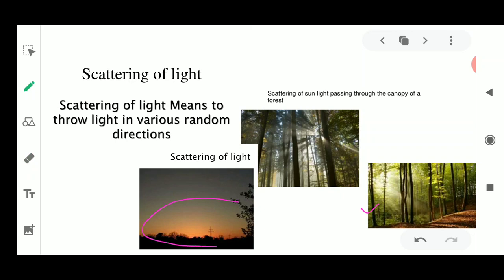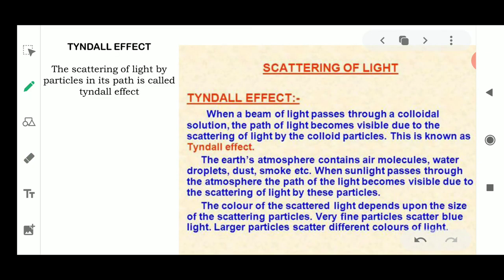And you could see the scattering of light during sunrise and sunset also. Sometimes it becomes red in color, so some colors you could see scattered over the sky. This red and orange color which is being scattered in the sky is because of this dispersion. So this scattering is another phenomenon of light, when the light is passing from one direction to another direction in random places. Okay, so this is about scattering of light.